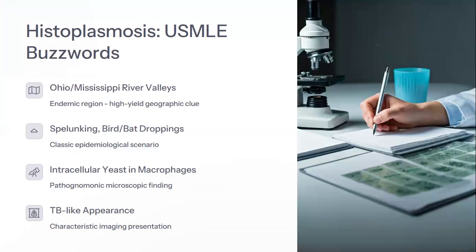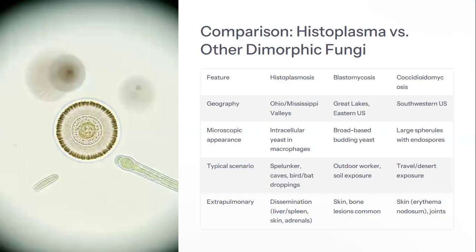So what are the buzzwords? What can you see on your test? What can you see on the exam day? So one thing is the Ohio or the Mississippi River valleys. So it is an endemic region, a high-yield geographic clue. Second is the bat or bird droppings. Third is the intracellular yeast in the macrophage, which is the pathognomonic microscopic finding. And fourth is the TB-like appearance. So this is the histoplasma. This is the comparison of different systemic mycoses.